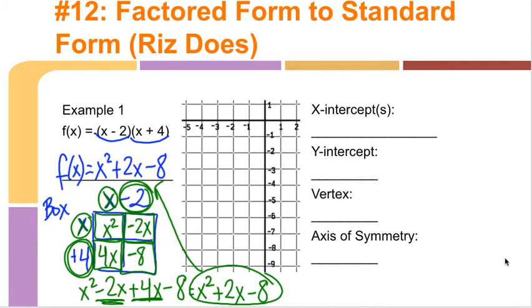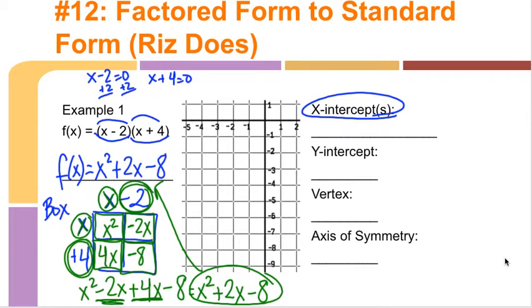Okay? And then just to get some extra practice, we're going to find the x-intercept, y-intercept, vertex, axis of symmetry, just like we've been doing. So remember, for the x-intercepts, you take each factor, x minus 2 and x plus 4, and you set them equal to 0. So you've got x minus 2 equals 0, and x plus 4 equals 0. Here you would add 2, and you end up with x equals 2. So that's one of your x-intercepts, 2 comma 0. And then here you would subtract 4, you end up with x is equal to negative 4. So that's your other x-intercept, negative 4 comma 0.